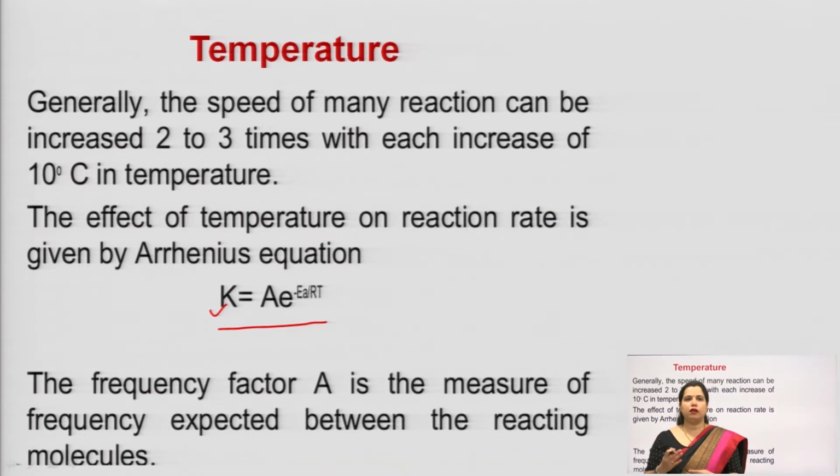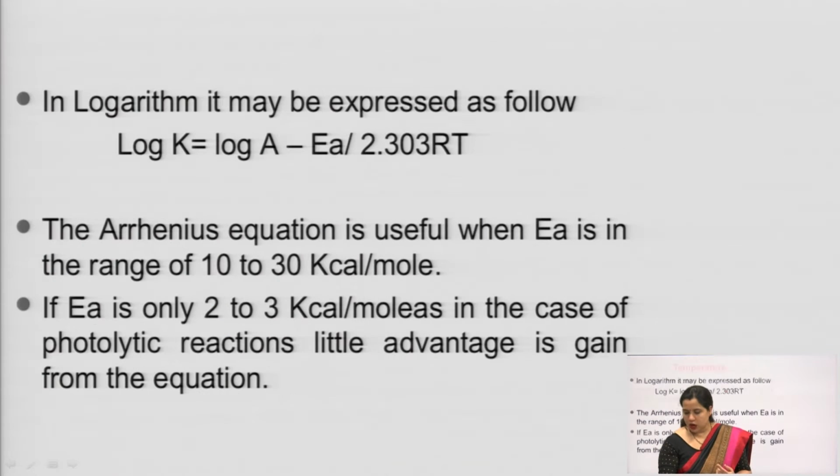The frequency factor A is the measure of frequency of collisions expected between the reacting molecules. The more the collisions, the more the reaction rate. So, basically it can be analyzed using this Arrhenius equation. Now, in logarithm form it may be expressed as follows: log k is equal to log A minus Ea divided by 2.303 RT. The Arrhenius equation is useful when Ea is in the large range of 10 to 30 kilocalories per mole.